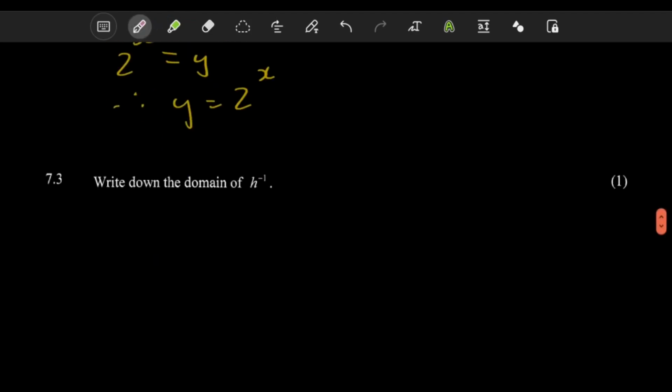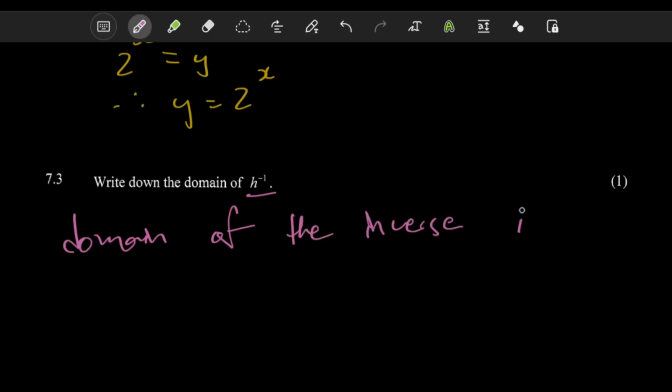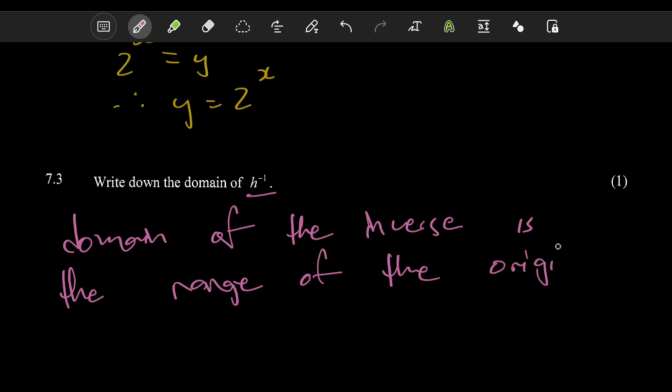Moving on to the next question, they say we should get the domain of the inverse. So getting the domain of the inverse is quite easy, because firstly here, the domain of the inverse is the range of the original.